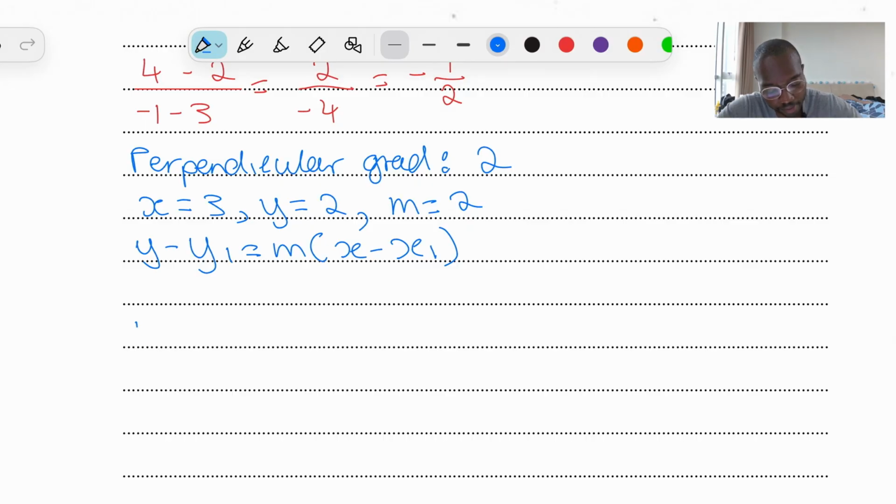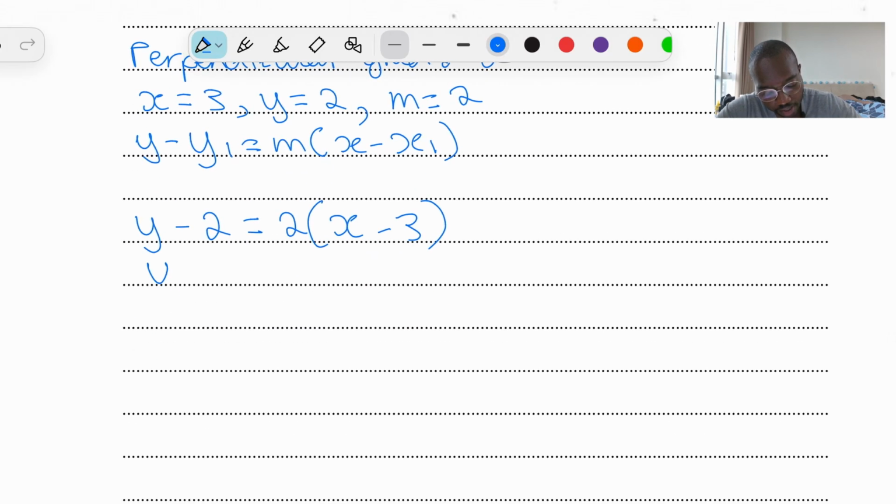So we get y minus 2 is equal to 2 times x minus 3. And therefore that would be y minus 2 is equal to 2x minus 6. Therefore, y is equal to 2x minus 4.